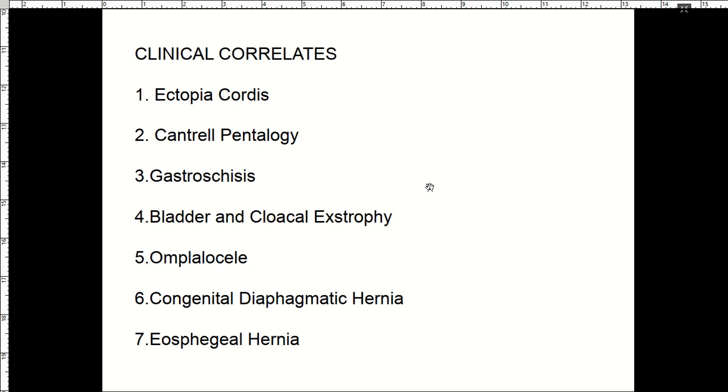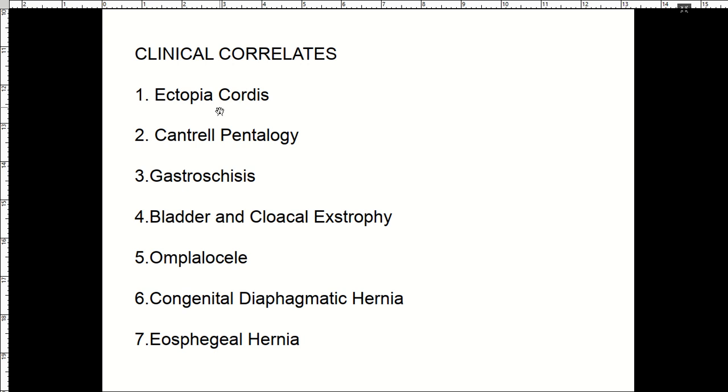Right, so let's now get to the clinical correlates of the development of body cavities. So you're going to have what you call ectopia cordis. Ectopia cordis is when the lateral body wall in the thoracic region fails to fuse, causing the heart to protrude outside. So you have incomplete fusion of the lateral body wall, causing the heart to protrude outside.